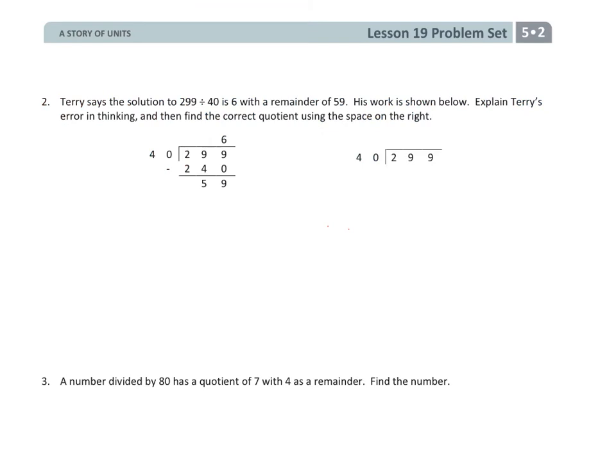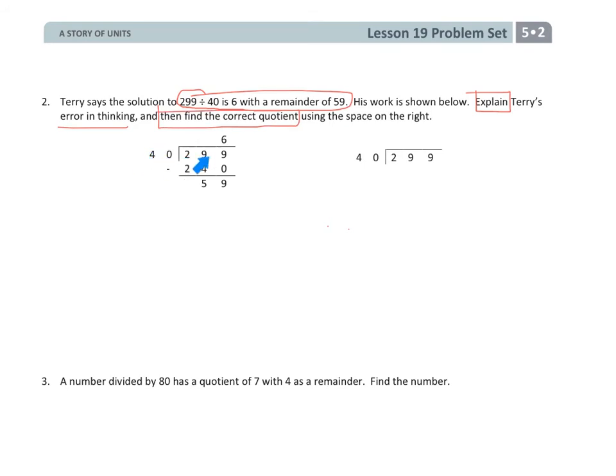It says Terry has the solution that 299 divided by 40 is 6 with the remainder of 59. His work is below. We need to explain Terry's error in thinking. He's wrong. And then we have to find the correct quotient. So let's look at his work right here.